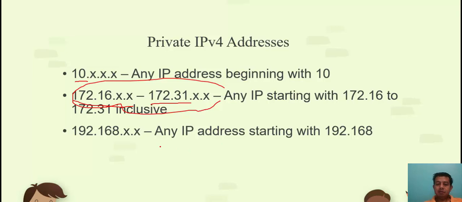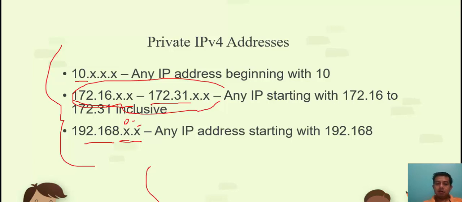And in class C, any IP address that starts with 192.168. The other two numbers can be anything. Here it can be from 0 to 255, and here it can be from 0 to 254. So all these ranges are private IP addresses that can be used by any network irrespectively.